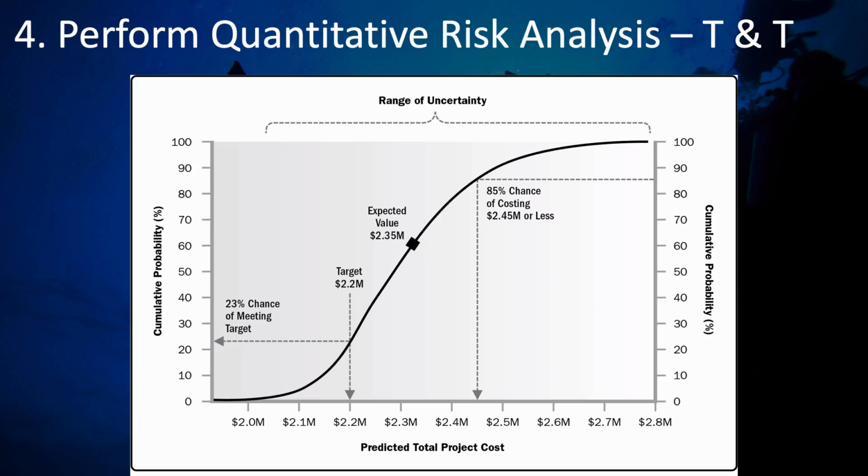And then using these results, you can see in this case that the expected cost is higher than the target cost. But you can also see that there's an 85% chance of the project costing 2.45 million or less. And this gives you a much better picture of what your most likely project costs are going to be. And you can apply this to project schedule or any other project objective.